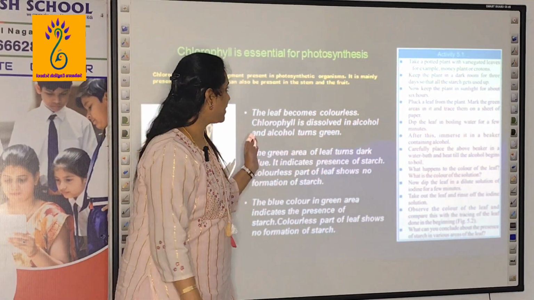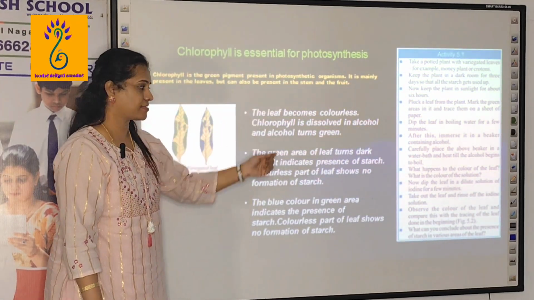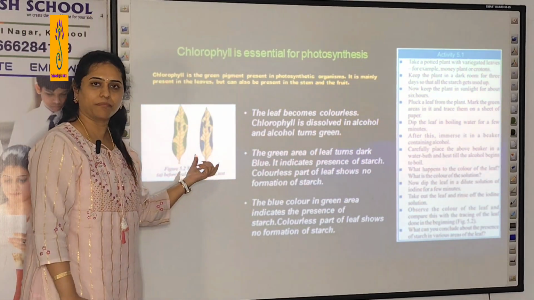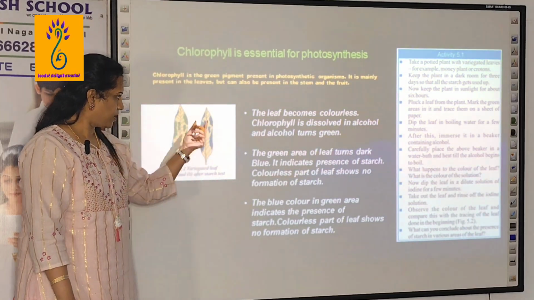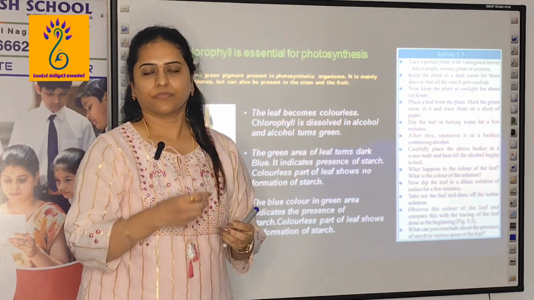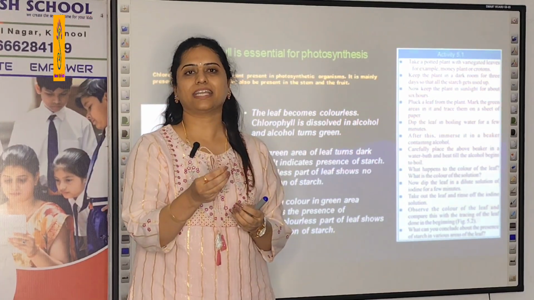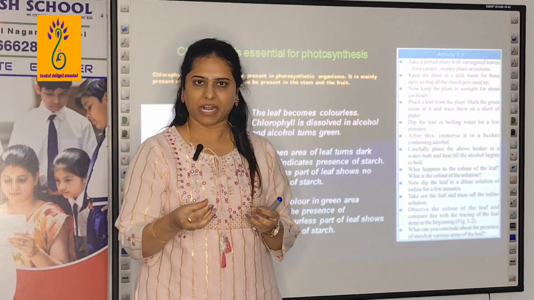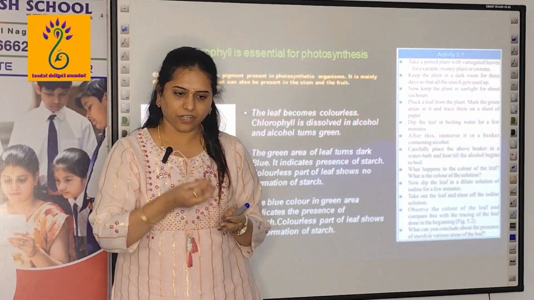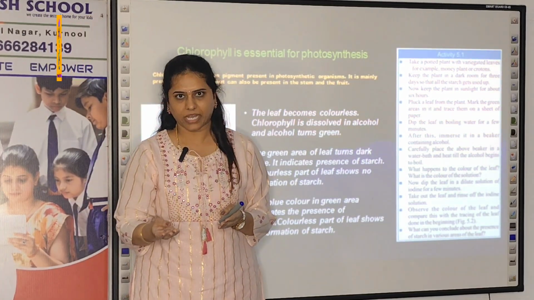In the last class, we discussed chlorophyll and how essential it is for photosynthesis. We took an experiment. In the experiment, we chose a plant with variegated leaves, like money plant or crotons, where a few parts of the leaf are green in color. The green part of the leaf contains chlorophyll, and the other part, which is not green, doesn't have chlorophyll. So the part which has chlorophyll prepares food. That food is given to the other part.